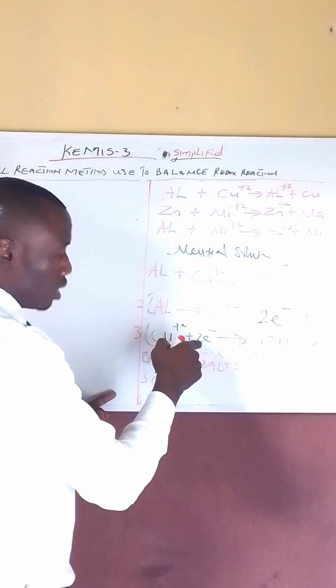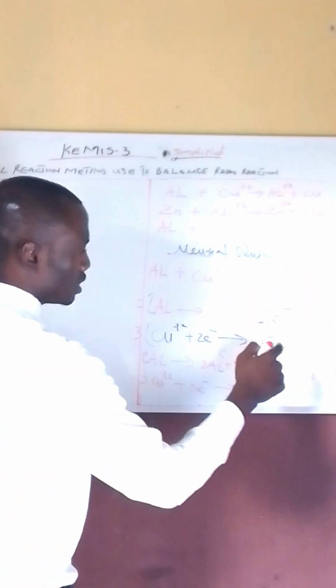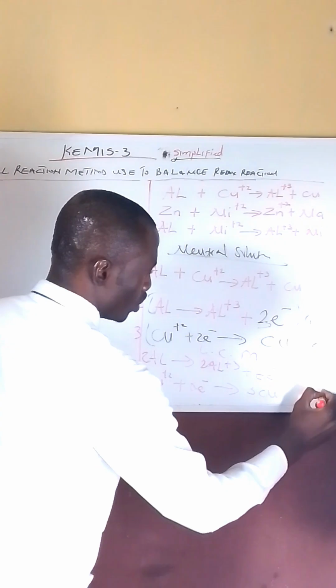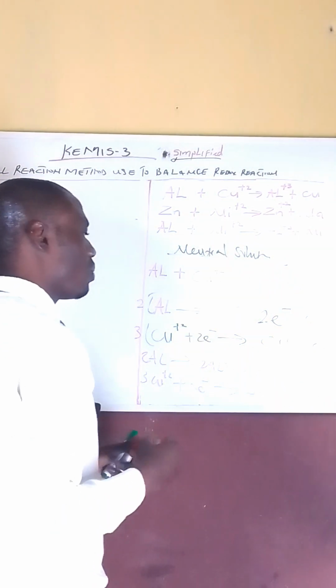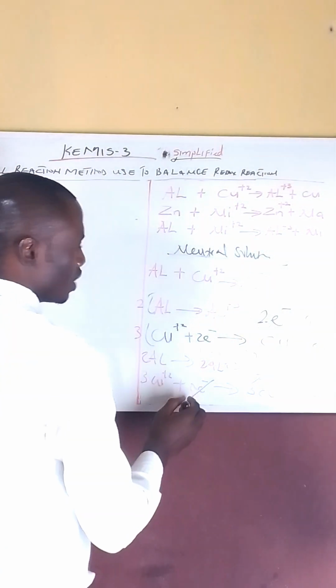3 times 2, that is 6 of those electrons. 3 times 1, that is 3 of copper. And then that will be equation 4. Now, you add up the equation. If you add up this equation, you notice that electron will cancel electron.